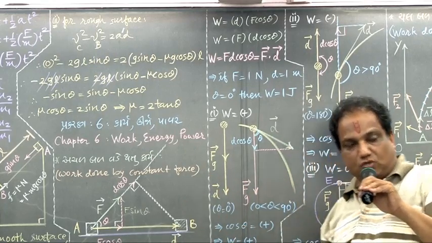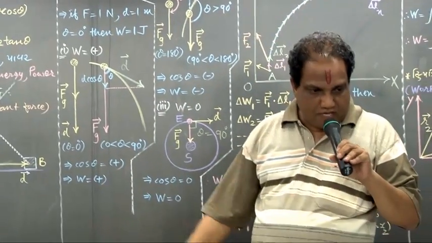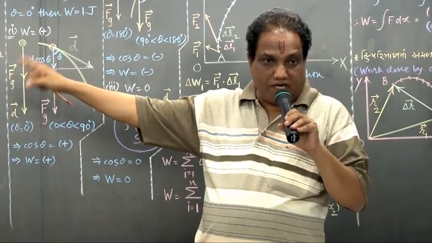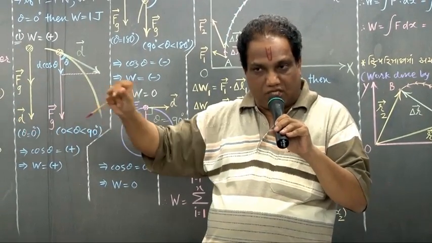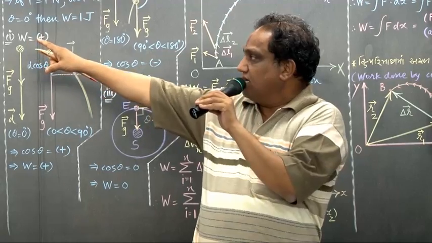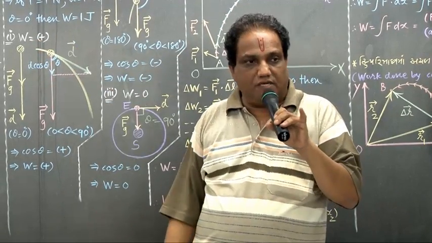Mu equals 2 tan theta. But the condition must be like this only. The situation must be like this. Then only this answer, mu equals 2 tan theta, is valid.